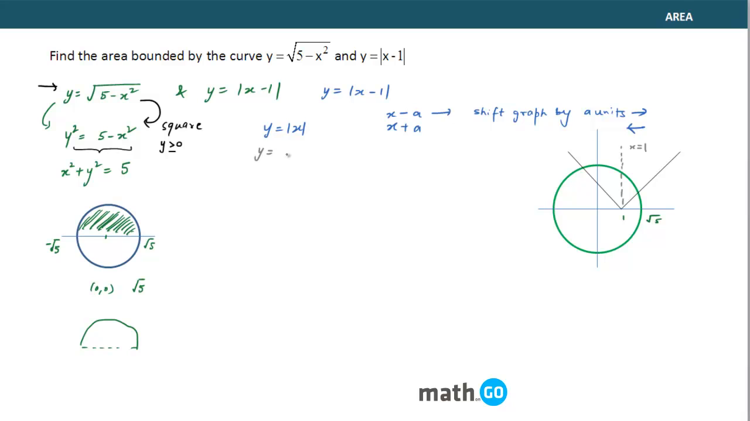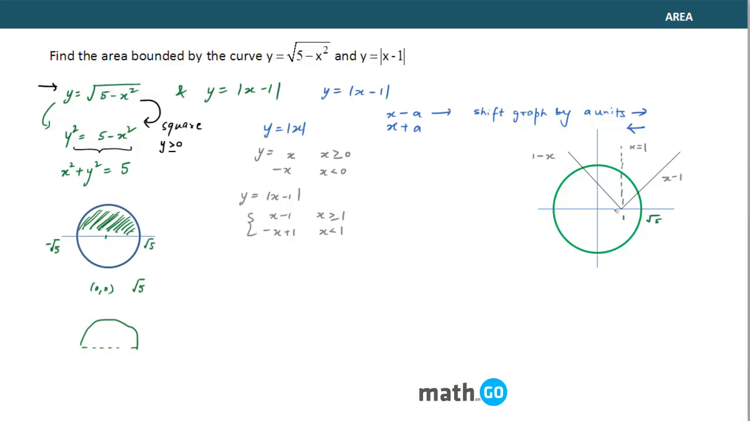So what is y equal to modulus x? It is x for x greater than or equal to 0 and minus x for x less than 0. Similarly, I can say that y equal to modulus of x minus 1 would be x minus 1 for x greater than or equal to 1 and minus x plus 1 for x less than 1, right? So this particular line here is the x minus 1 line, and this particular line here is nothing but the 1 minus x line. Can you understand me?